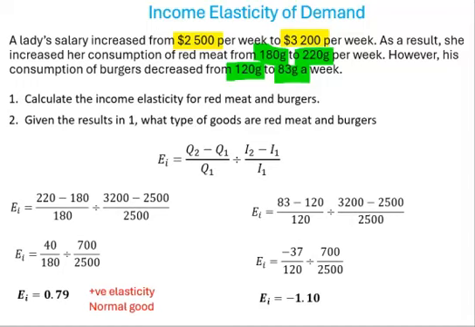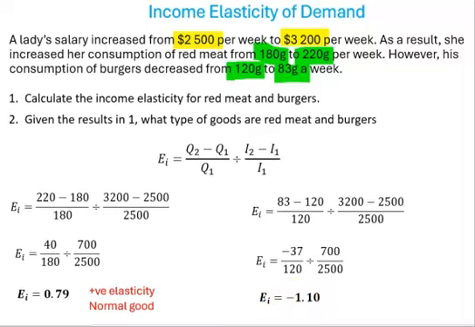What about burgers? For burgers, our answer here is minus 1.1. It is negative, making it an inferior good. But also, when you look at the question itself, as income increases from $2,500 to $3,200, the consumption of burgers decreases from 120 to 83 gram, making it an inferior good. That is, as income increases, quantity demanded decreases.